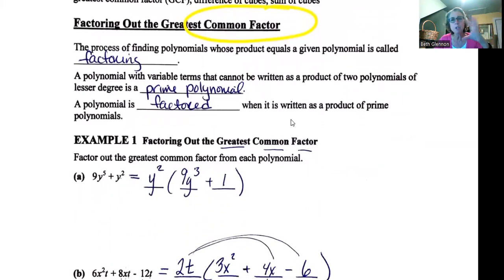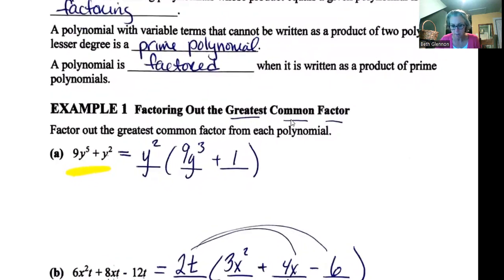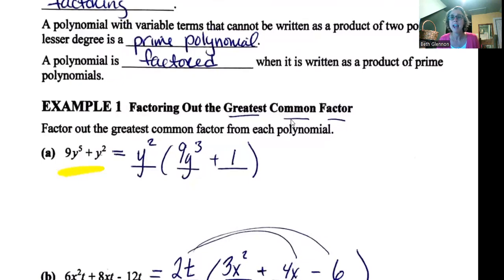So if you think about when you do this, it's like you're making the multiplication problem. Like you're the teacher, the person that's creating the problem, the product. So you look to see what is in common with both of those terms. What's in common with 9y to the 5th and y to the 2nd? Well, you could pull out a y squared out of both of those terms, and then you finish the problem.